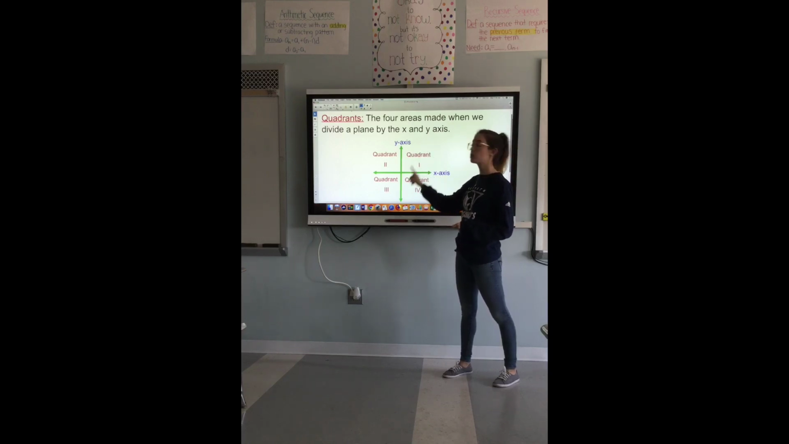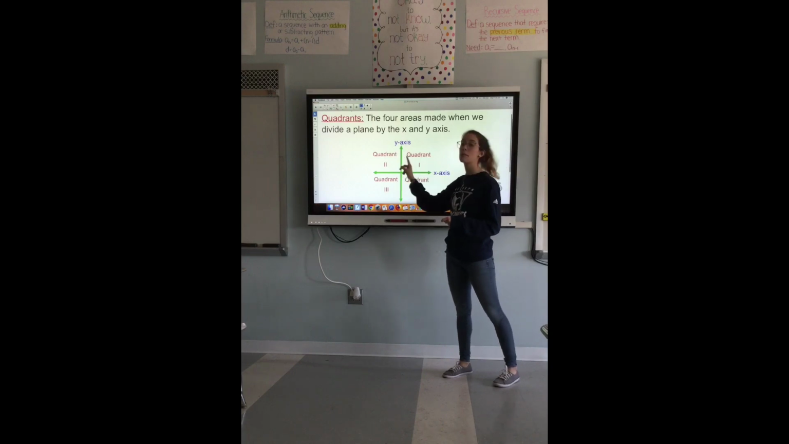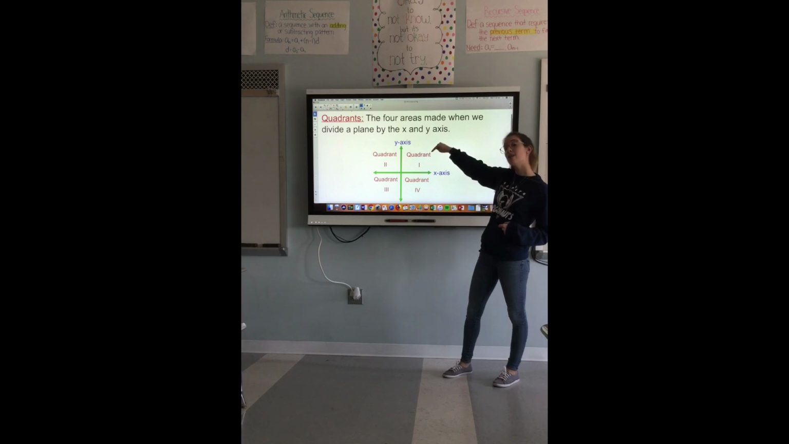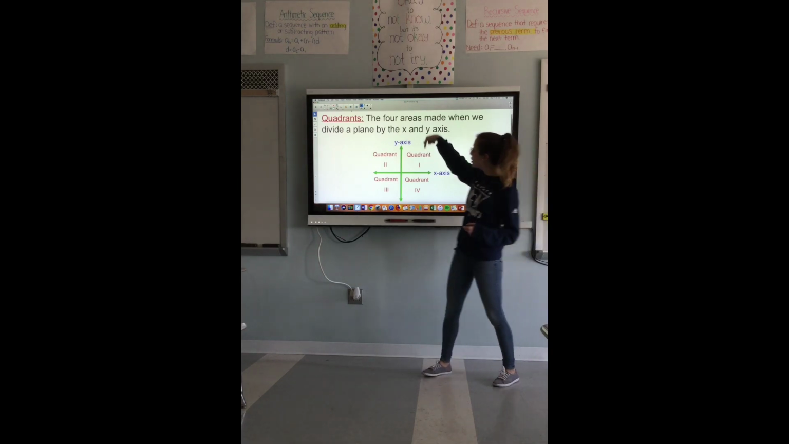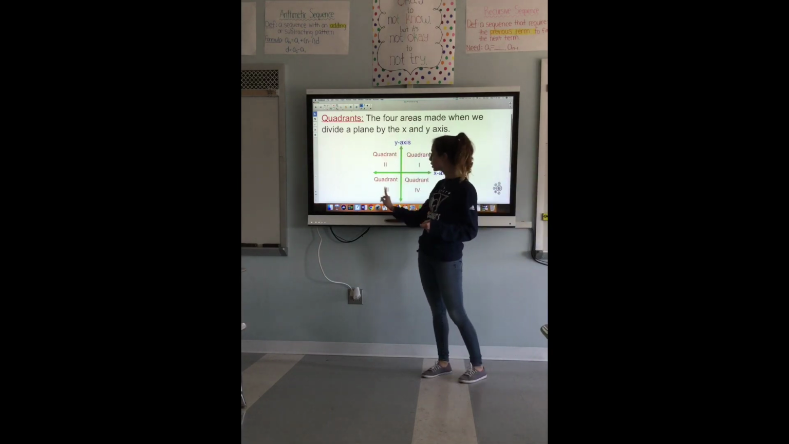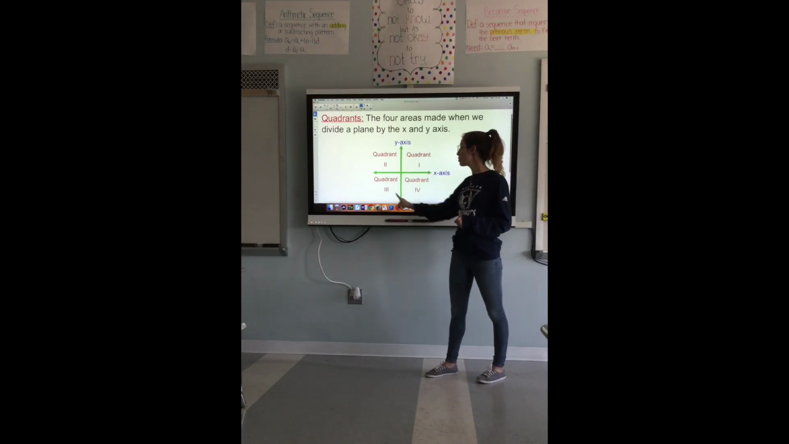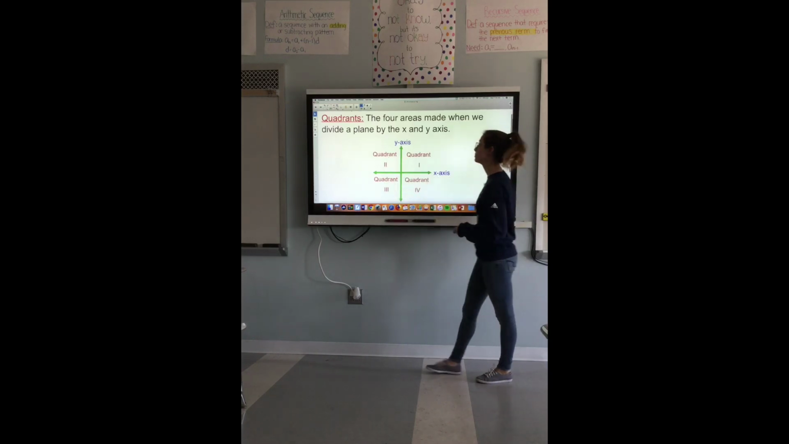This is quadrant 1, where both the x and the y are positive. So this is quadrant 1, then you go counterclockwise to count the rest. So then you go to quadrant 2, quadrant 3, quadrant 4. It's very important that you know this is counterclockwise.